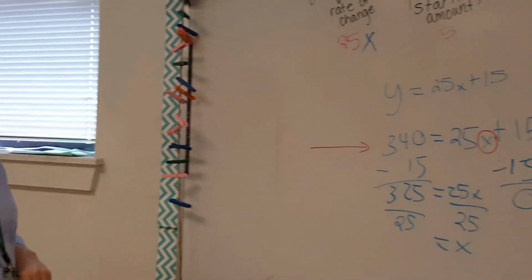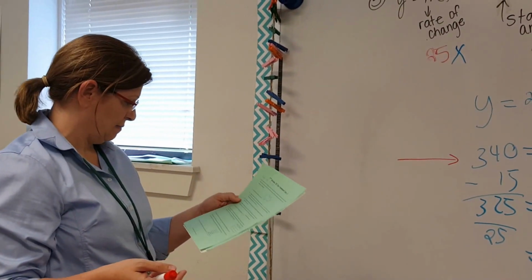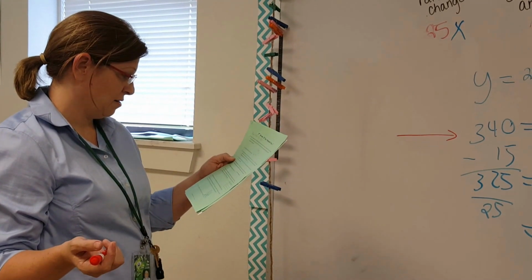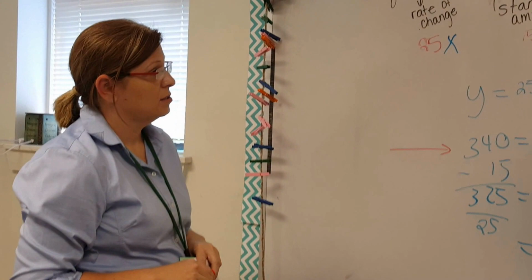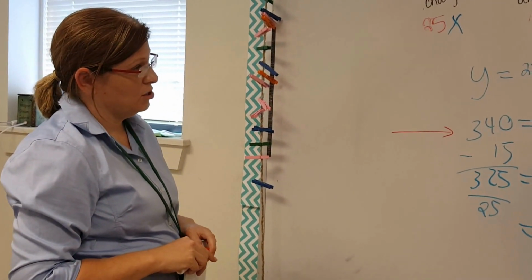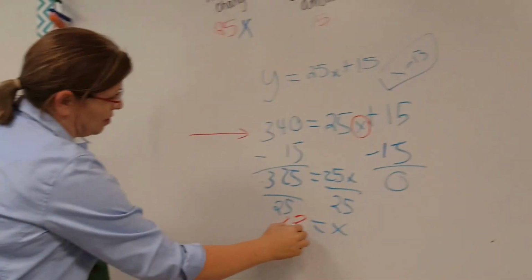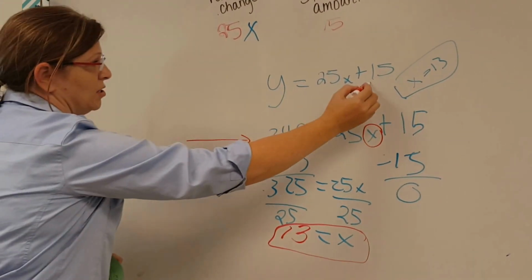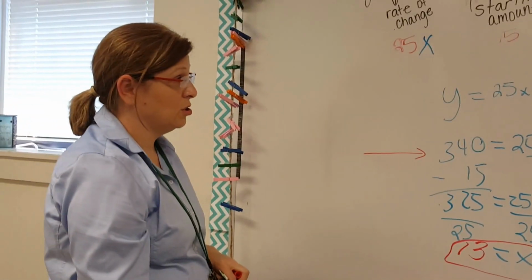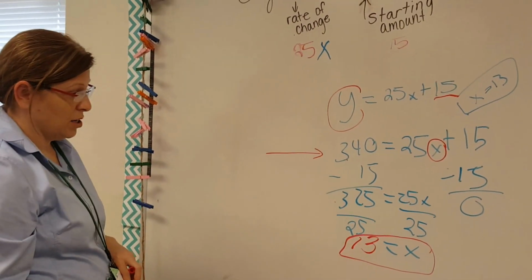Okay, so we're dividing both sides by 25, and the value of X is going to be the number of months it will take Humphrey to get 340 soldiers. 13. That's right. If you divide 25 into 325, you get 13. So it's going to take him 1 year and 1 month to go from where he started, 15 toy soldiers, to where he wants to be, which is 340 soldiers.